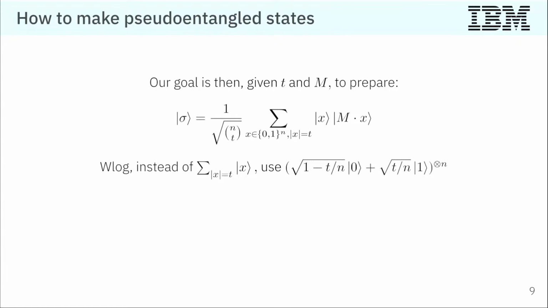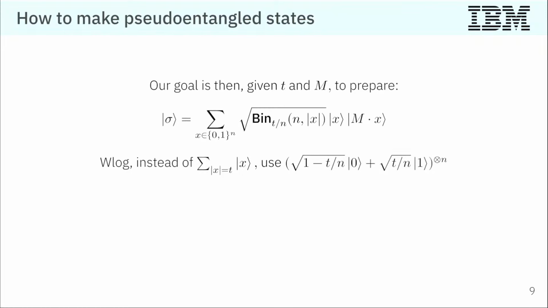And you can show that this doesn't change the entanglement entropy across this cut very much. It changes by a very small amount, so it's fine for our purposes. That's nice because then this state we can just prepare in constant depth. It's a product state. You just need to do Y rotations on each qubit to create this state. So really the problem is preparing this register, m times x.